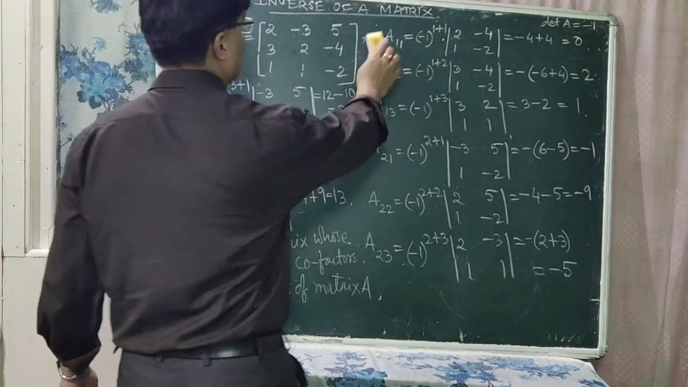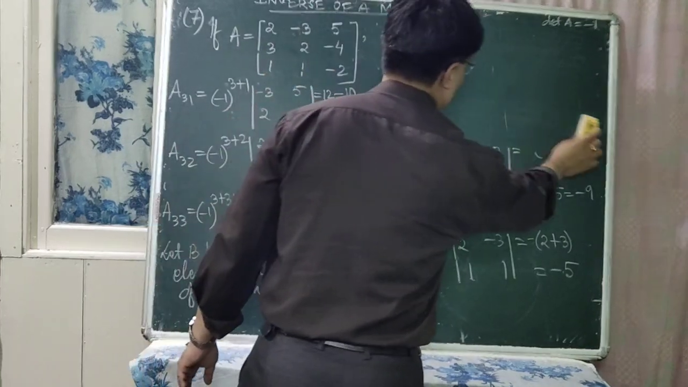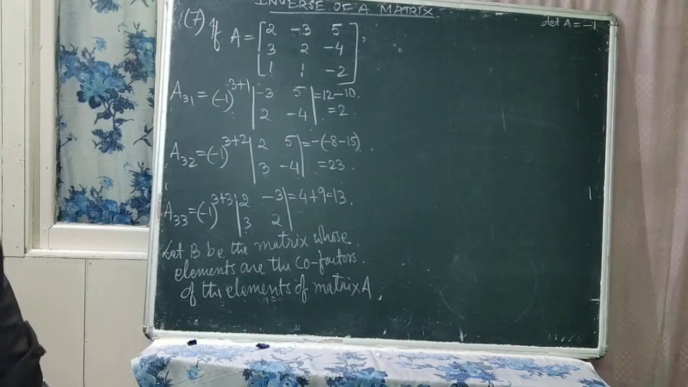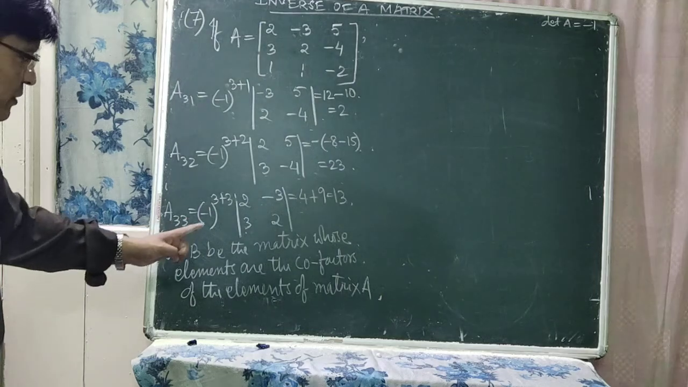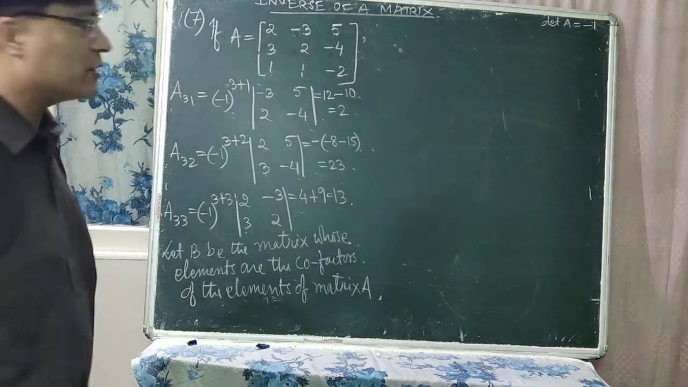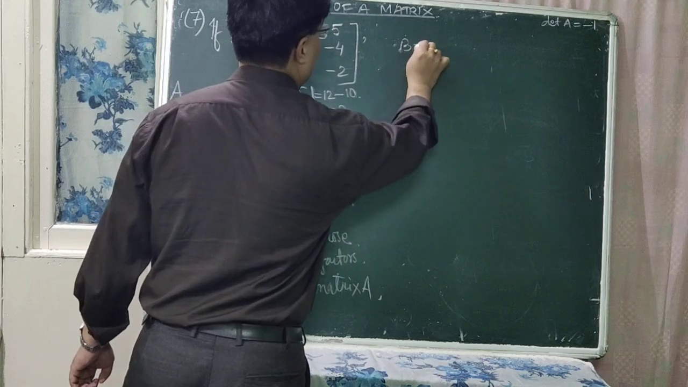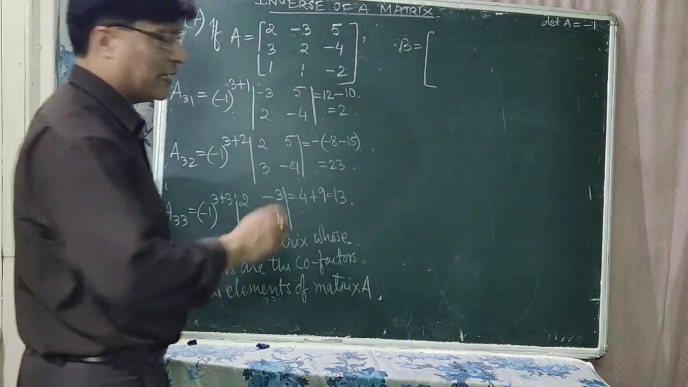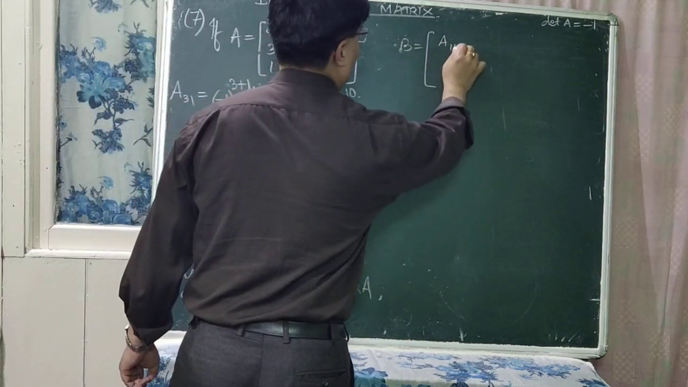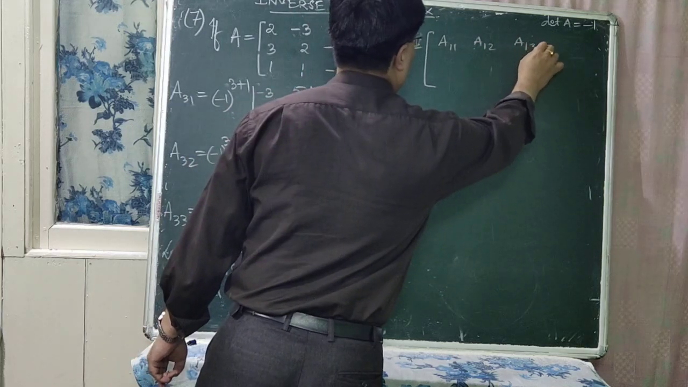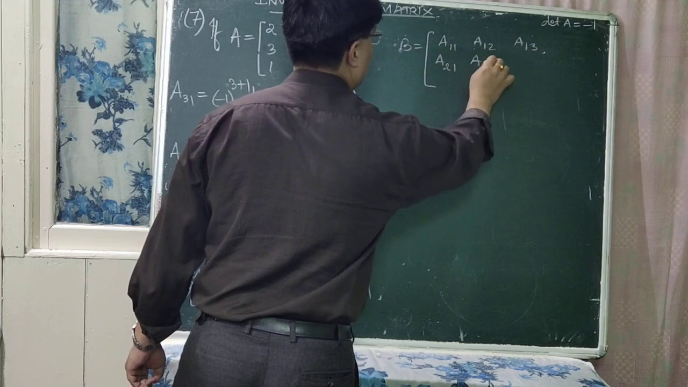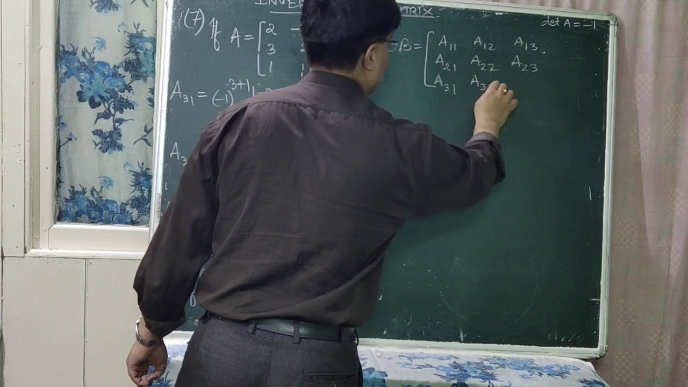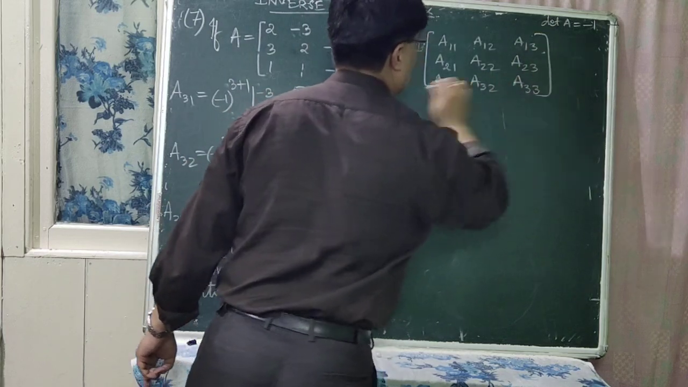Now we have to write down the matrix B. What is matrix B? Let B be the matrix whose elements are the cofactors of the elements of matrix A. So matrix B is equal to, you have to write down the cofactors of the elements of matrix A in the matrix form. So A11, A12, A13, A21, A22, A23, A31, A32, A33, right?